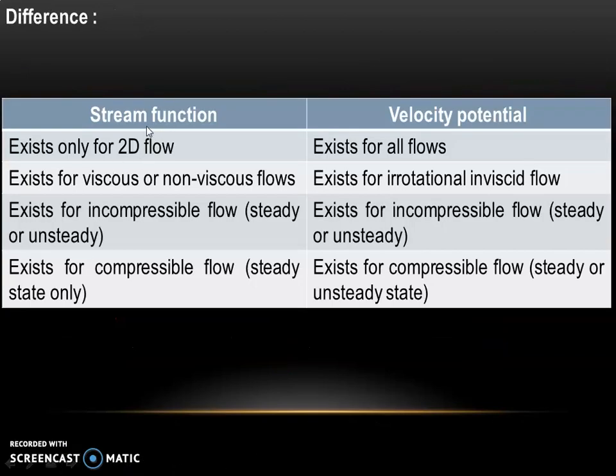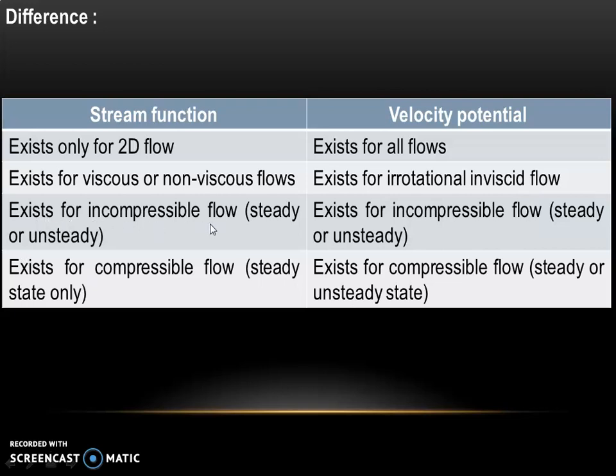Now we will find out the differences between stream function and velocity potential. Stream function exists only for two-dimensional flows, whereas velocity potential exists for all the flows. Stream function exists for viscous or non-viscous flows, whereas velocity potential exists for irrotational, inviscid, that is non-viscous flow.